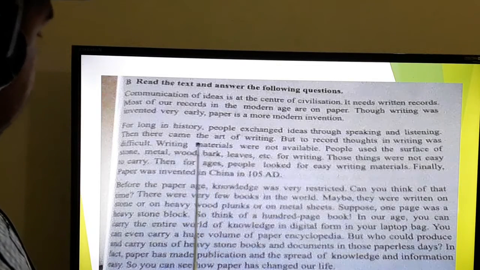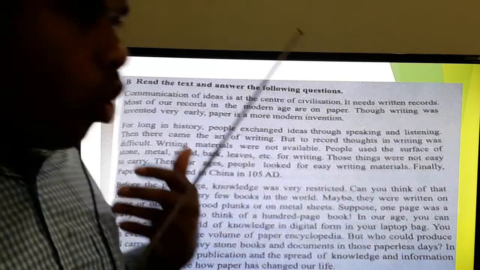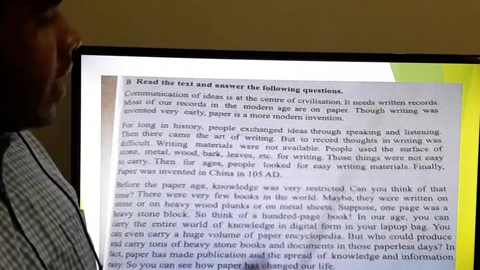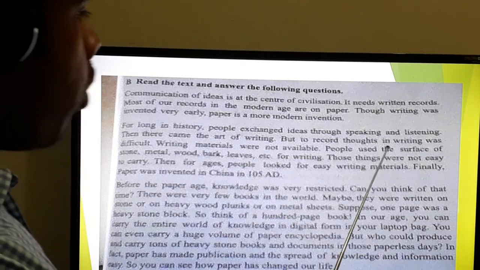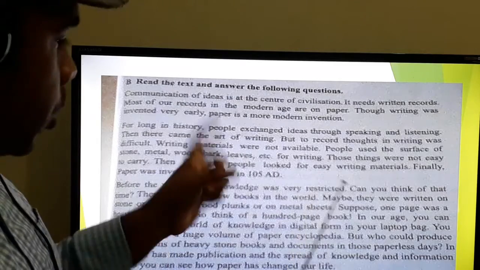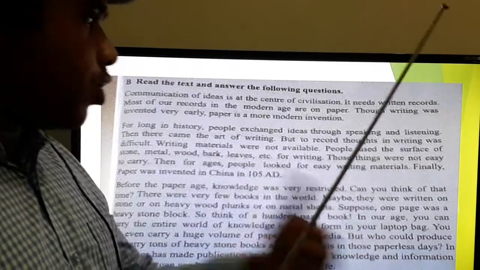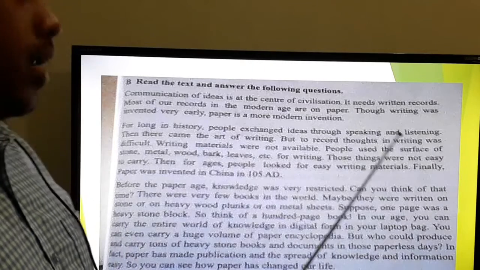Then there came the art of writing. First of all, there were only ways of speaking and listening. Then there came the art of writing. But to record thoughts in writing, to keep something on record at that time, was very difficult.